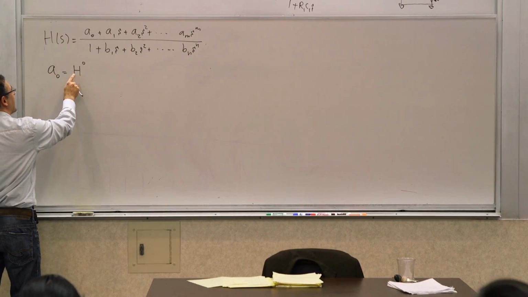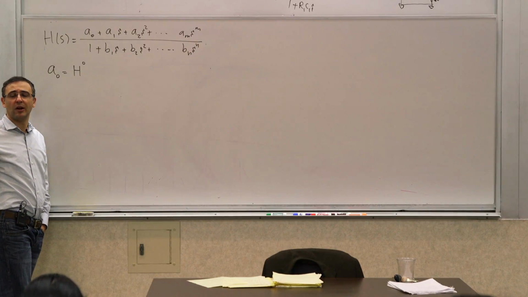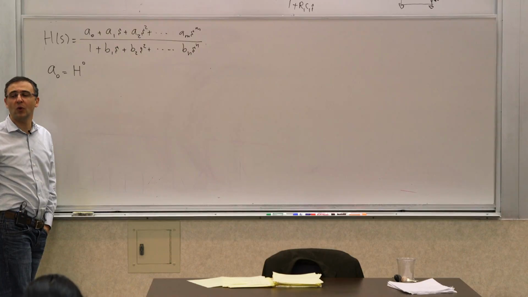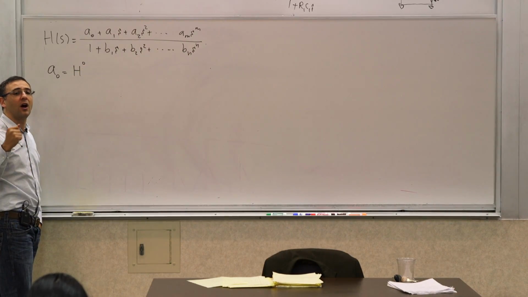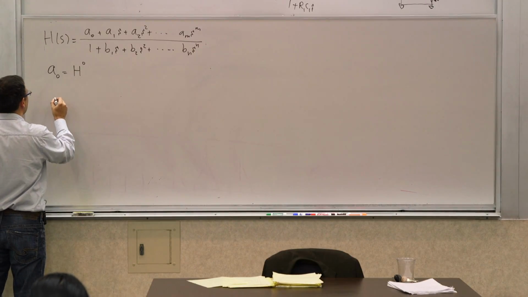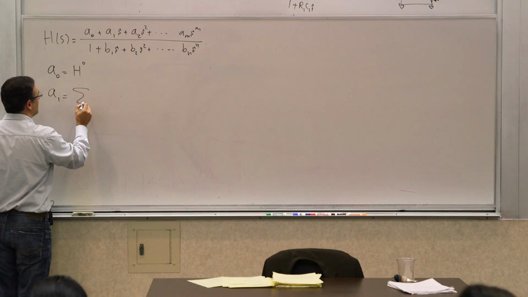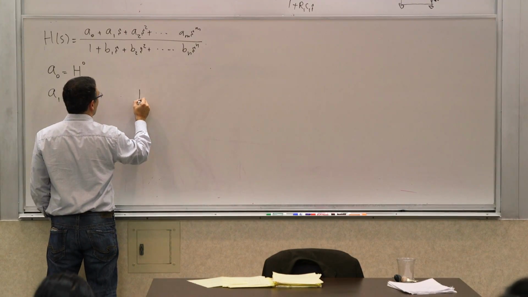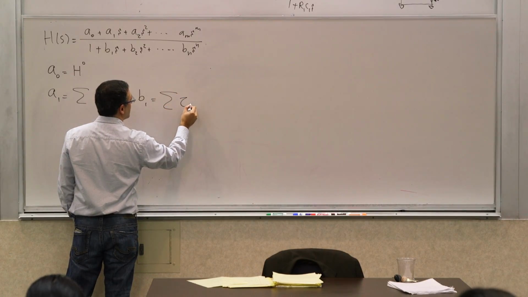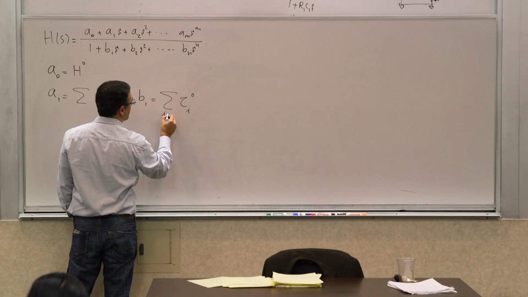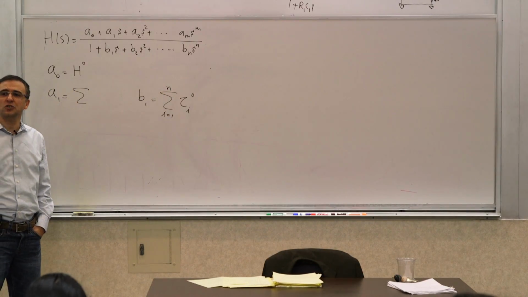A0 is H superscript 0, meaning the transfer constant when all the elements are zero valued. No element is infinite valued. As I said, superscripts are the indices of the elements that are infinite valued. Now, let me write B1 first. B1 is the sum of what we call the zero value time constants. These are the time constants you see across each one of the n elements.